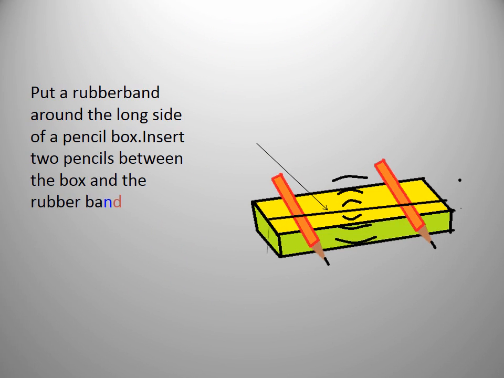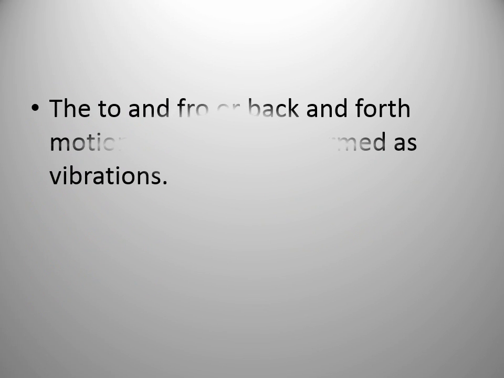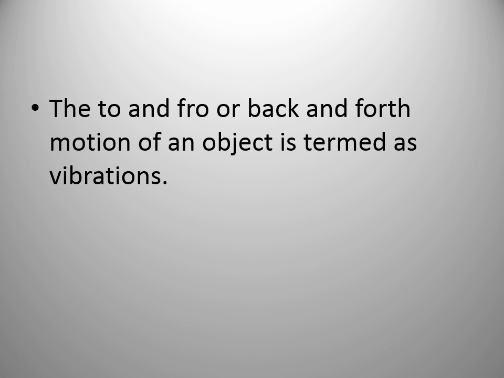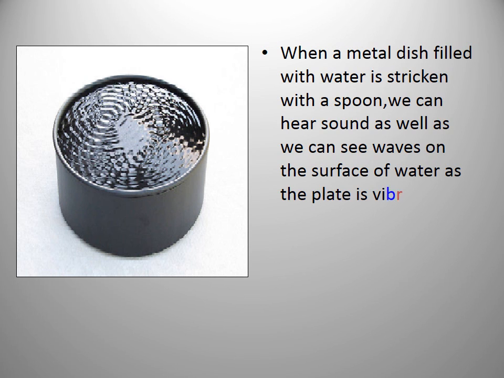Let us look into another example. Put a rubber band along the long side of a pencil box. Insert two pencils between the box and the rubber band. Pluck the band in the middle. We can see the band vibrating and producing a sound. In both the cases, we have seen vibrations are formed when a body is struck. What is meant by vibration? What do you understand by the term vibration? The to and fro or back and forth motion of an object is termed as vibrations.